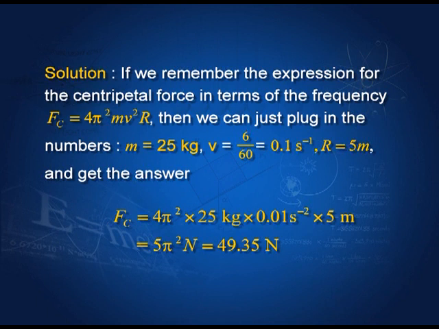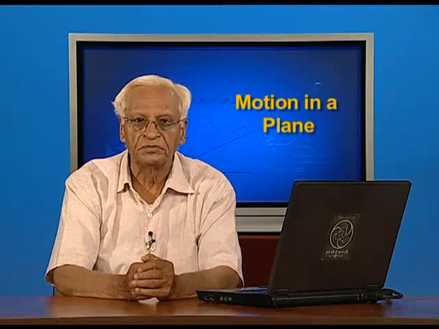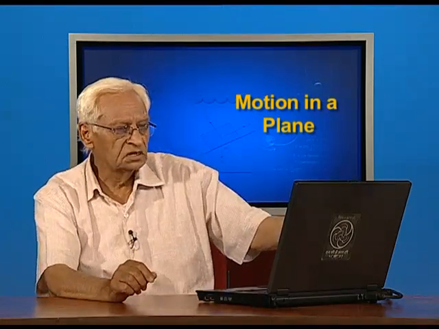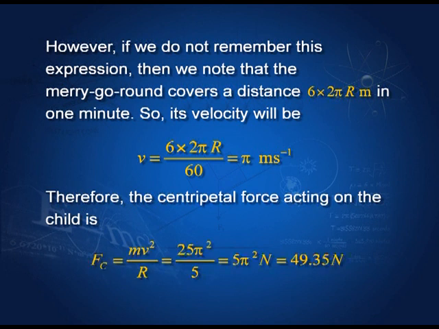If you do not remember, then you can find the velocity, and then compute m v squared by r. It makes 6 rounds, so it covers a distance of 6 times 2 pi r in 1 minute. So, we can find the velocity is 6 into 2 pi r divided by 60, which is pi meter per second. And now, the force is m v squared by r, where mass is 25 kilograms. So, 25 pi squared by 5, this is again 5 pi squared N, which is 49.35 N. So, whichever way you want, you can do it.